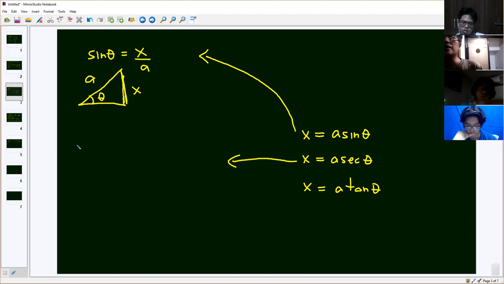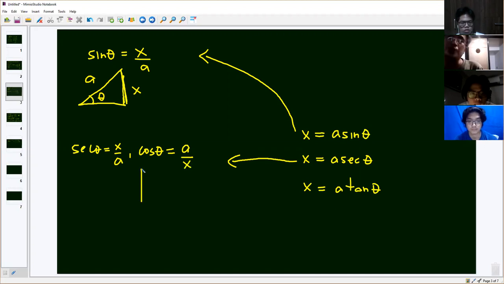Now, if you have X is A secant theta, it follows that secant is X over A, right? So, reciprocal function, cosine is A over X. So, from your triangle, mahalaga yung pag-setup ng triangle para sa pag-revert back mo sa original na walang trigo. Cosine is adjacent, so ito yung A. Ang hypotenuse mo is X. See that? You see that difference?